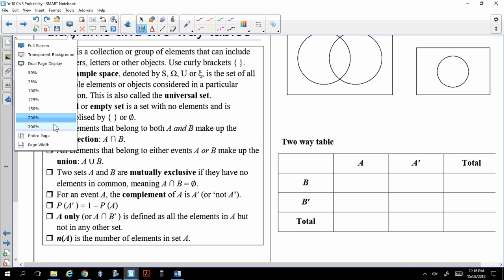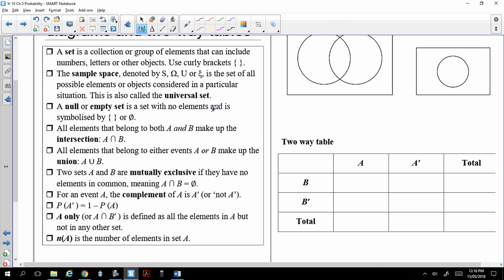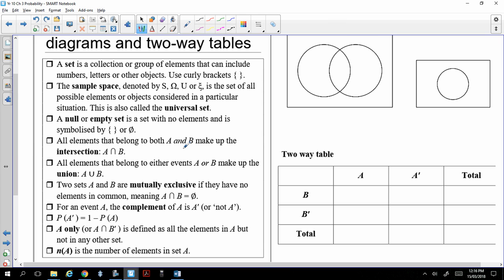Let's go through the notation. There's a lot of notation. All right, let's go through this. What's a set? A set is a collection of groups of elements that can include numbers, letters, or other objects. How do I indicate it is a set? We use a curly bracket.